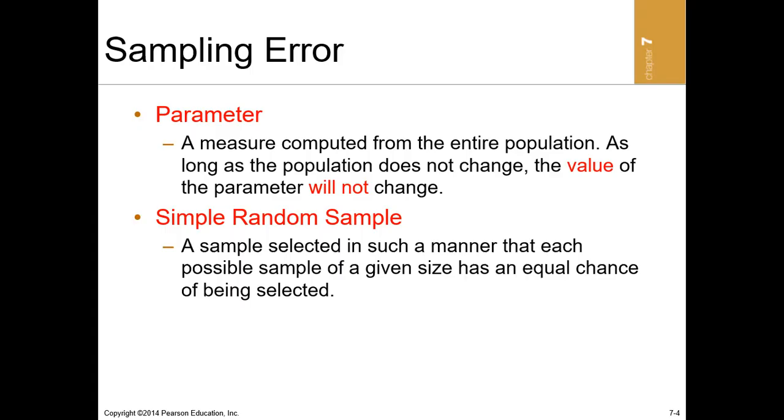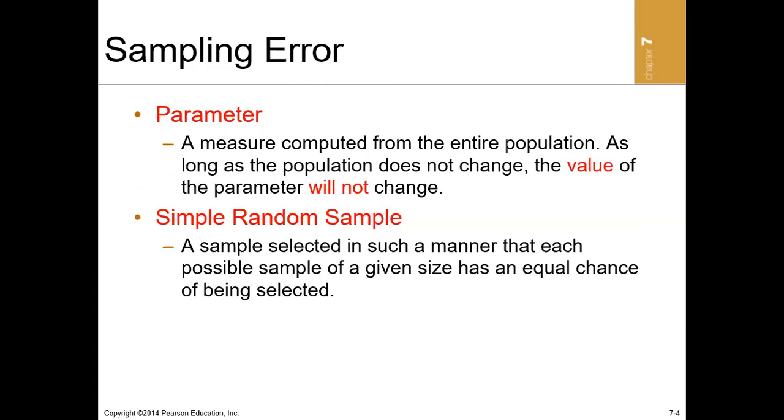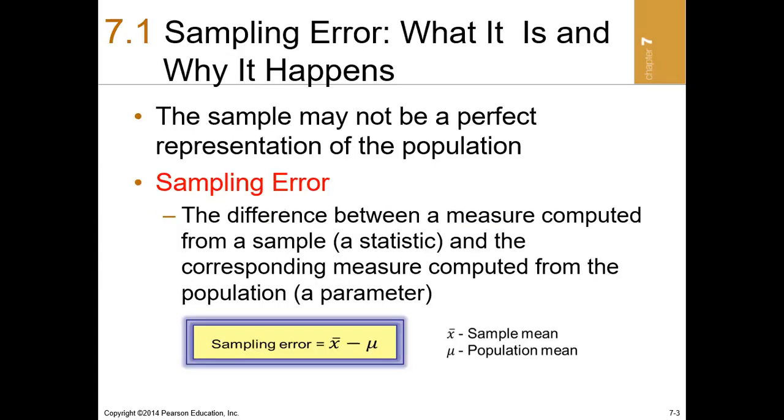On the other hand, if these measures were to be computed from a simple random sample, we will call these measures a statistic, all right? We will call these measures a statistic, okay? So what I want you to know is that any measure computed from a sample is called a statistic, all right? A statistic. So statistic is any statistical measure computed from a sample.